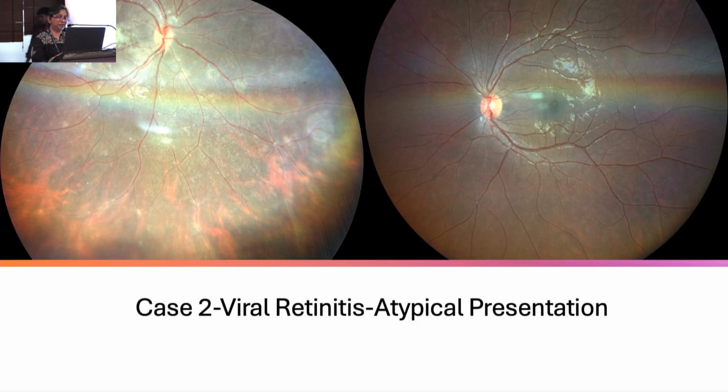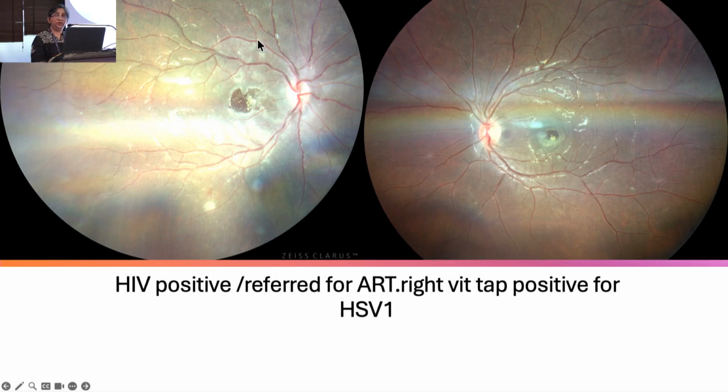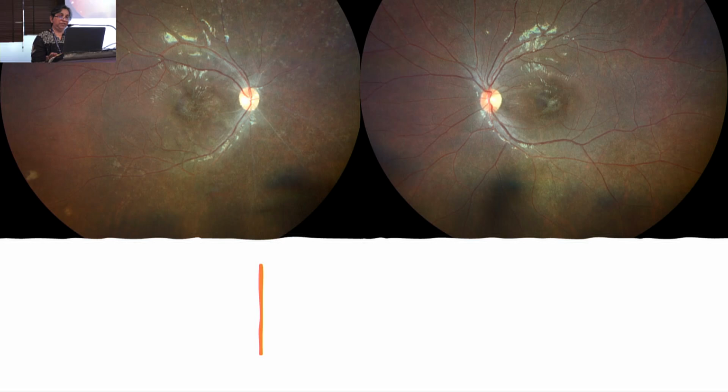So straight away she was sent for a vitreous biopsy of the right eye along with the baseline workup. We also considered the possibility of SSPE, subacute sclerosing panencephalitis. Now she turned out to be HIV positive, and the tap turned out to be positive for HSV1 and negative for all the other organisms. She was treated with IV acyclovir followed by oral valacyclovir, and you can see the response to treatment.